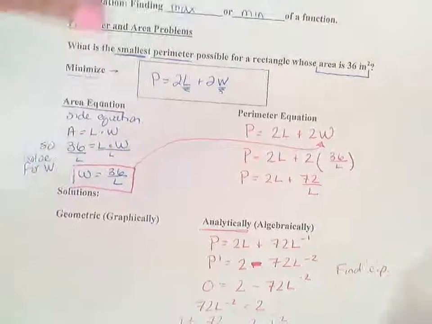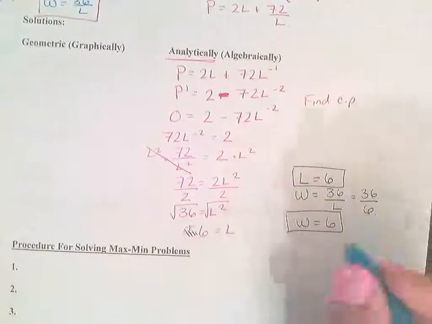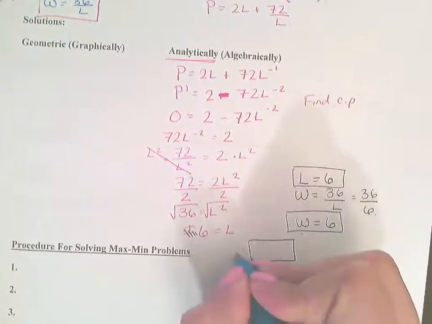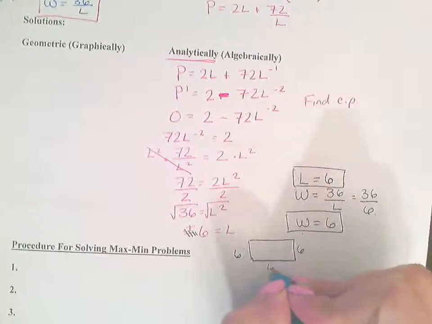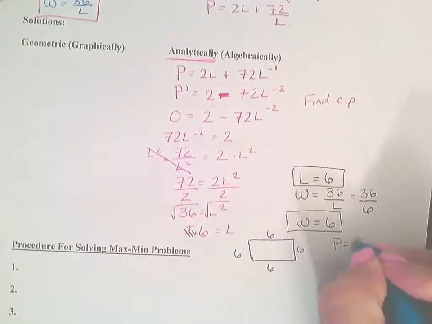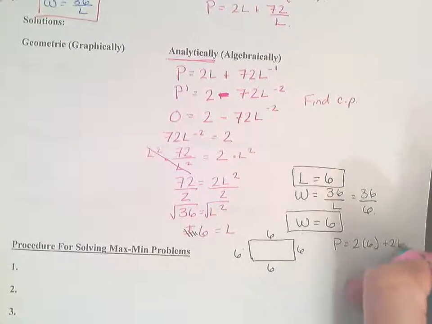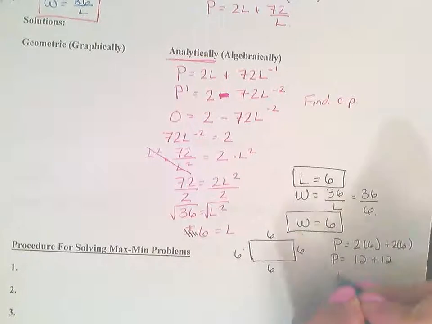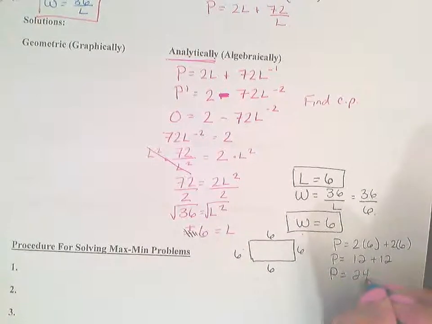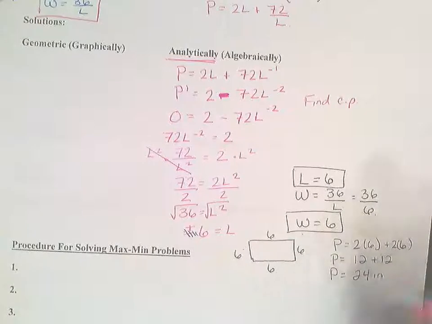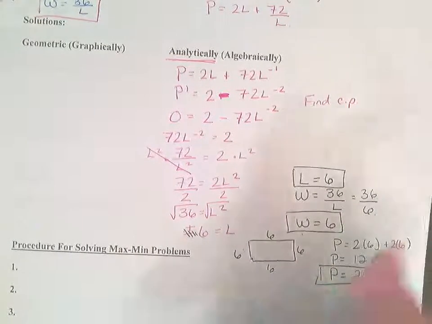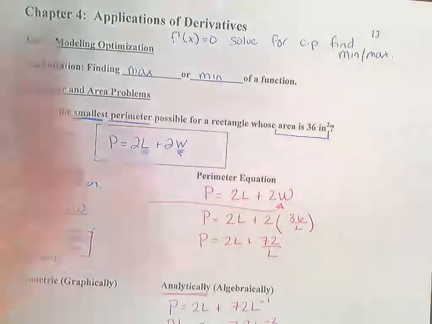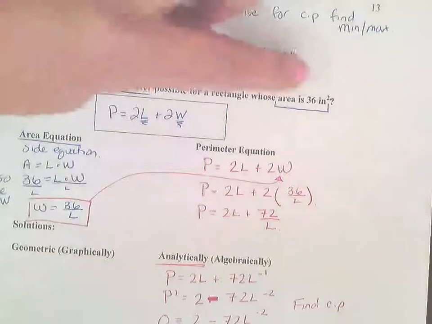So what is the smallest perimeter of our rectangle? It is when the length and the width are the same, so the perimeter is 2 times 6 plus 2 times 6, that's 12 plus 12, so it's 24 inches. So to answer our question, what is the smallest perimeter possible? 24 inches for an area of 36.